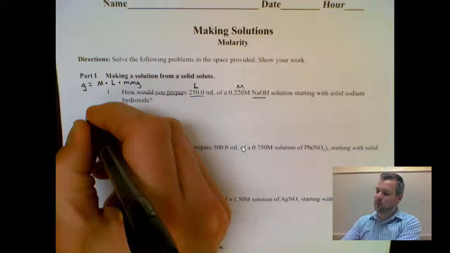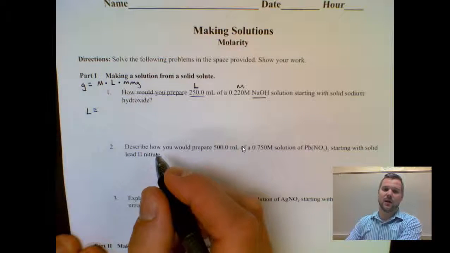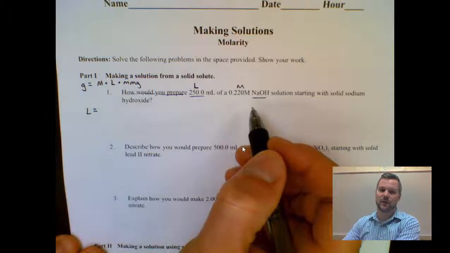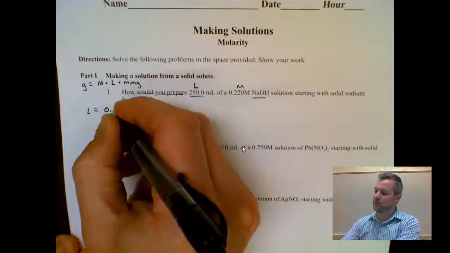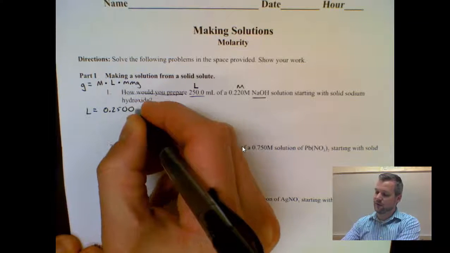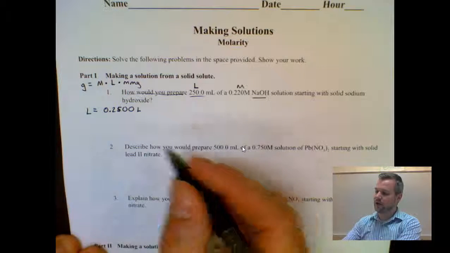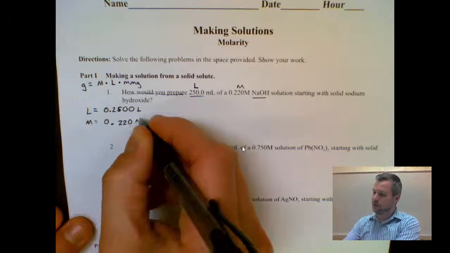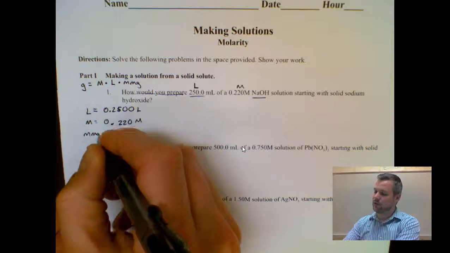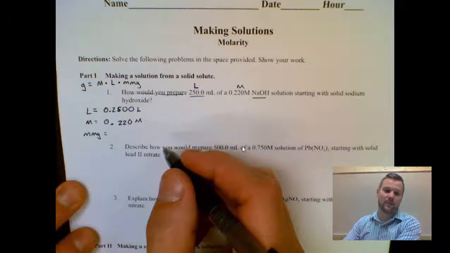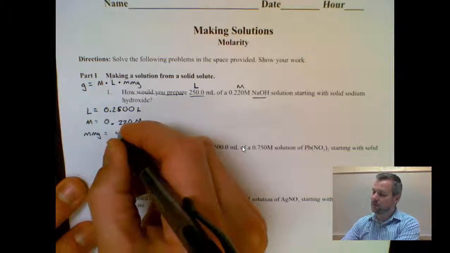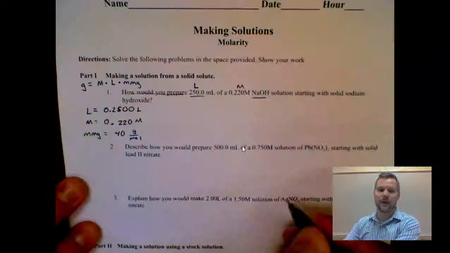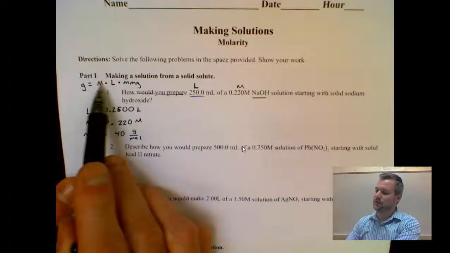Now, like I was saying, you want to organize your work. So the volume of the solution that we're going to make, we need to measure it in liters, which means we need to move our decimal 3 spots left to go from milliliters to liters. So we're going to make a 0.250. There's another 0 there for sig figs. The molarity we know is 0.220. And then the molar mass in grams of sodium hydroxide, you would use your periodic table, 22.99 plus 16 plus 1.01 gives you 40.0. That doesn't have sig figs on it. That's grams per mole.